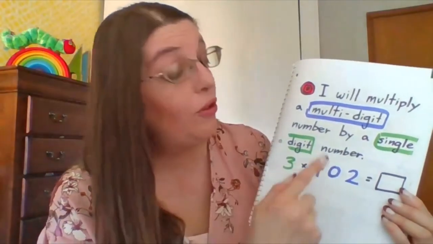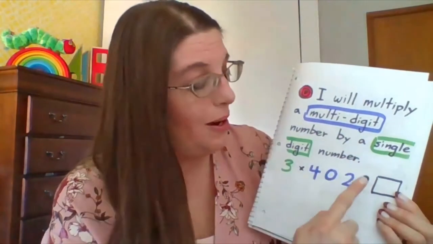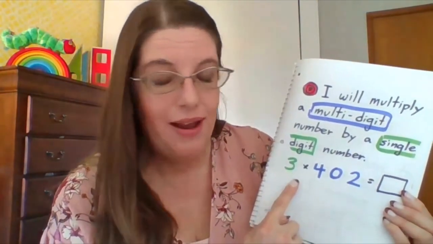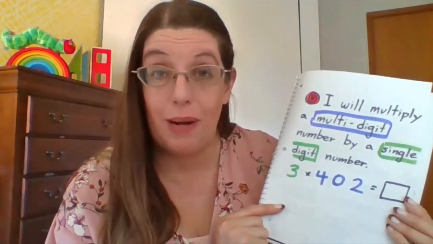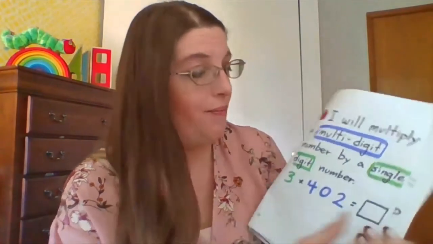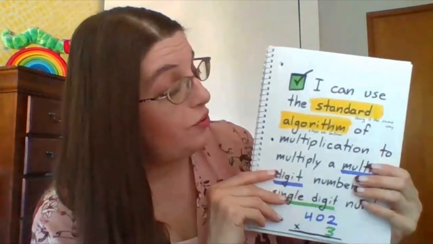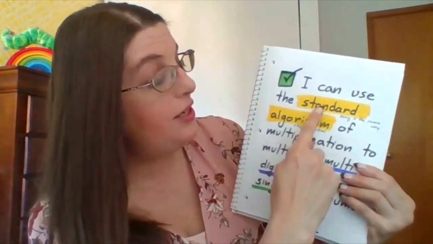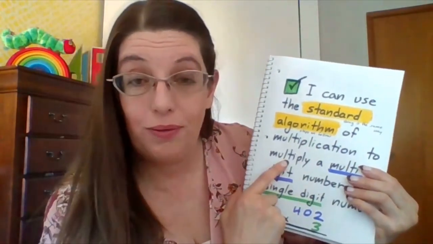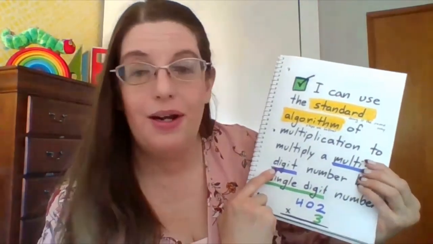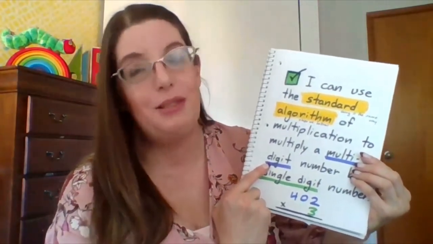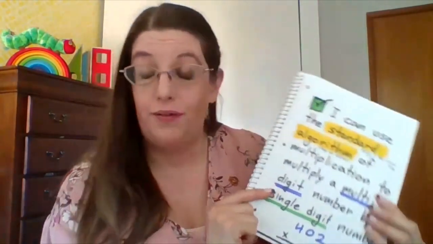Remember, we are multiplying a multi-digit number by a single-digit number, and we can use the distributive property to do that. Our success criteria is for you to try to do the standard algorithm when multiplying large numbers together, because it will save you time and space on your paper. But if you get stuck with the steps, you can still use that distributive property.